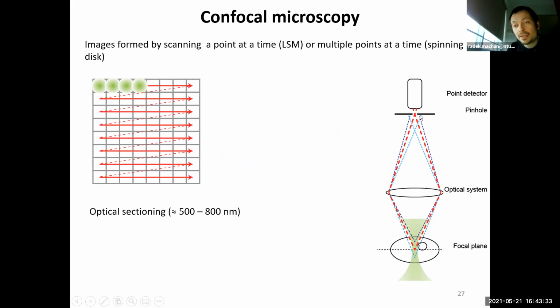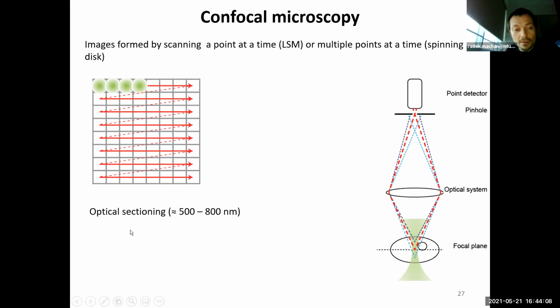In a laser scanning confocal microscope, this is done by scanning with one point at a time. There are other versions, a spinning disc confocal microscope, where I have multiple pinholes, and that means I am collecting from multiple points in the focal plane at a time. So instead of a point detector, I'm using a camera, because then I'm capturing simultaneously the light from multiple points.